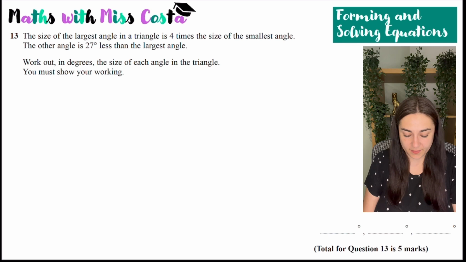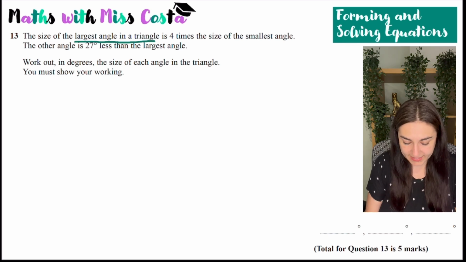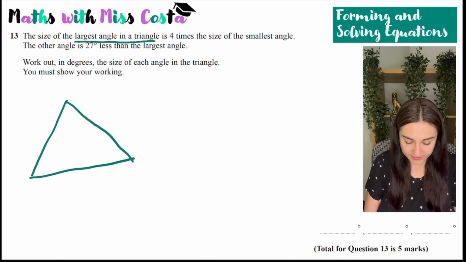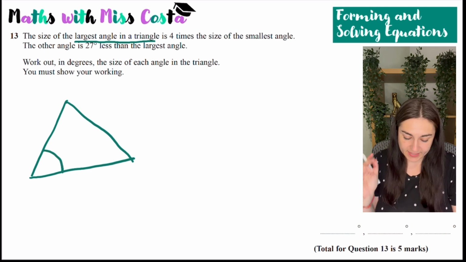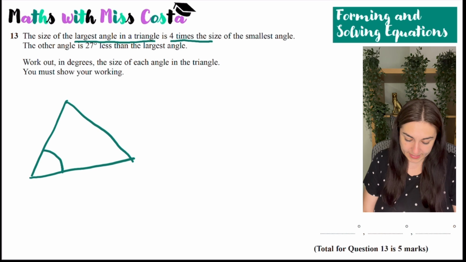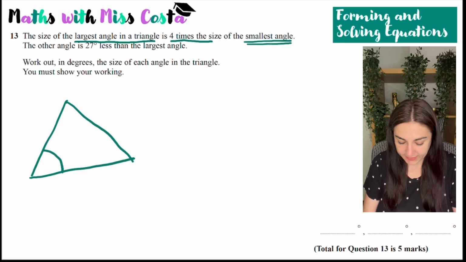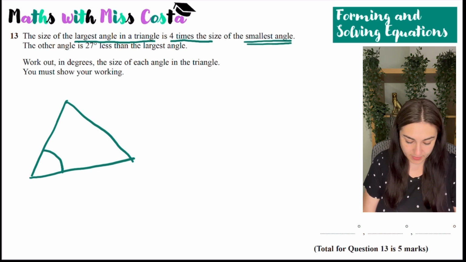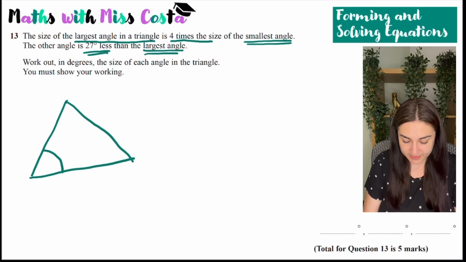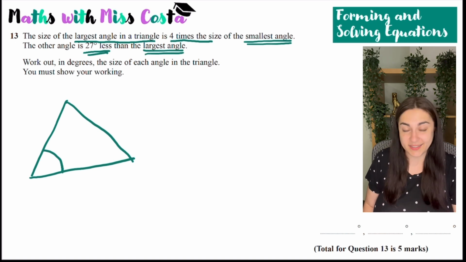Okay, next I'm told the size of the largest angle in a triangle. So let's just sketch a random triangle. I'm just sketching it so I don't need to worry about how big it looks. So the largest angle is 4 times the size of the smallest angle. The other angle is 27 degrees less than the largest angle. Okay, work out in degrees the size of each angle in the triangle.